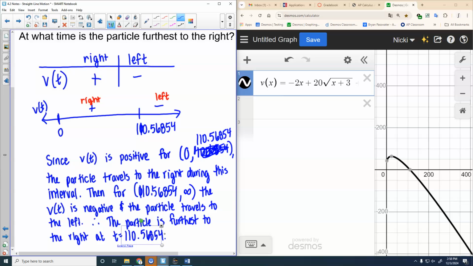Now, if you had more than one switch, then they would have had to give you the original function so that you could plug in and check which one it actually was. But in this case, there's only one time it switches from right to left, so you can know for sure when it would be. This sort of helps me organize my thoughts a little bit, but as long as you explain it in your writing, I think you could answer this one just with the writing.